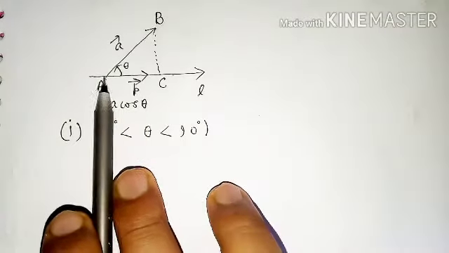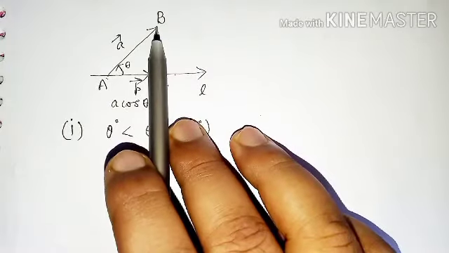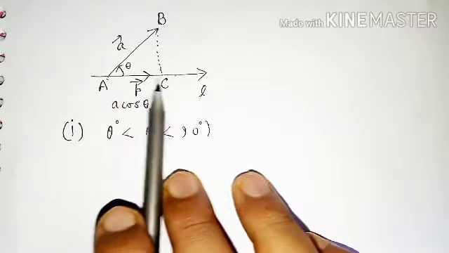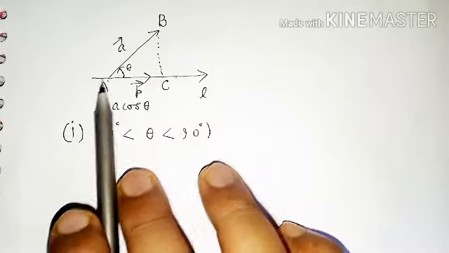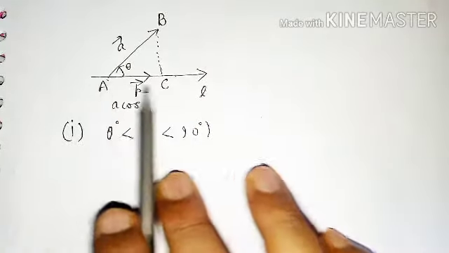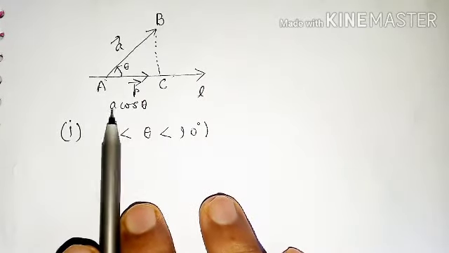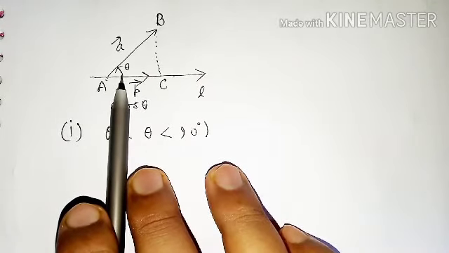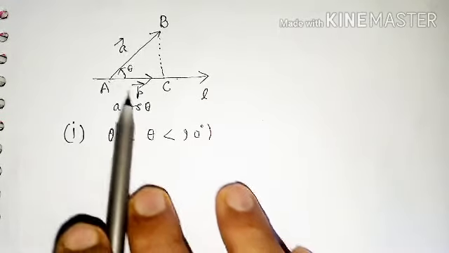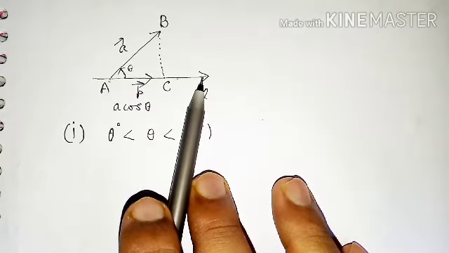For example, this is the directed line. This is vector A. The angle between vector L and vector A is theta. So the projection of vector A on line L is the vector P with magnitude A cos theta. Here theta is acute, so cos theta is positive. That's why the direction of L and P are both the same.